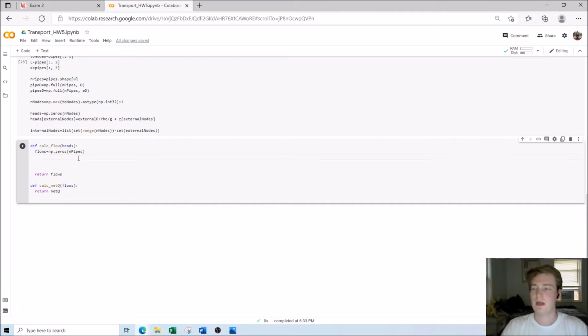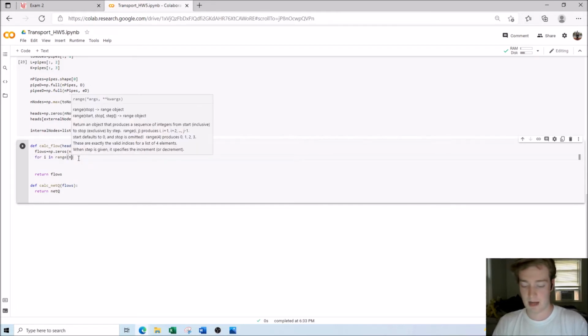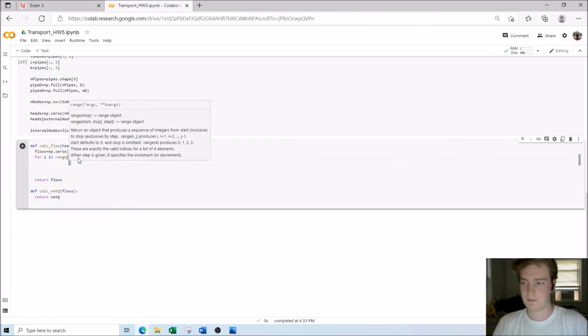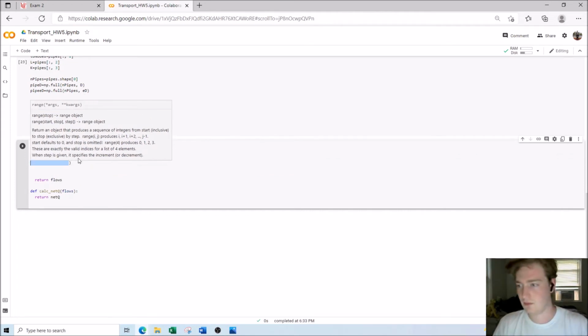All right. Now, how are we going to calculate each flow? Well, we have an equation for that. We wrote a function for that. So we're going to use that function, and we're going to calculate the flows throughout each pipe, and we're going to return that list that we calculate. So we say we want to iterate through it. So we'll say i in the range of n pipes, just like that. Uh-oh, what did I do?